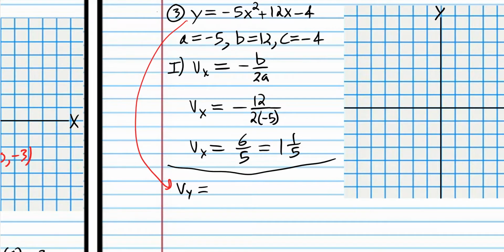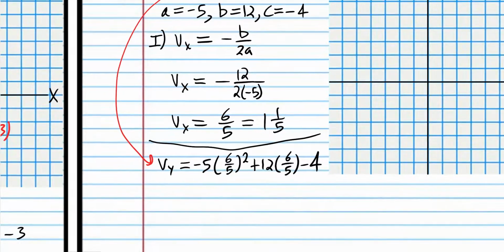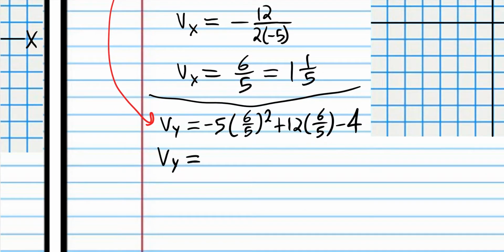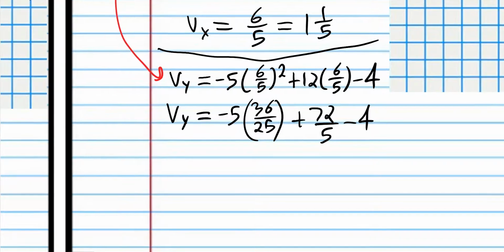So we have -5 times 6 over 5 squared plus 12 times 6 over 5 minus 4. And we just do the math on that. 6/5 squared is 36 over 25. And 12 times 6 is 72. And the 5 becomes a 1 and the 25 becomes a 5. Why do I know that? Well, again, that's just canceling out. That's just a faster way to do things. You can multiply -5 straight across, but you're just going to have to reduce anyway.